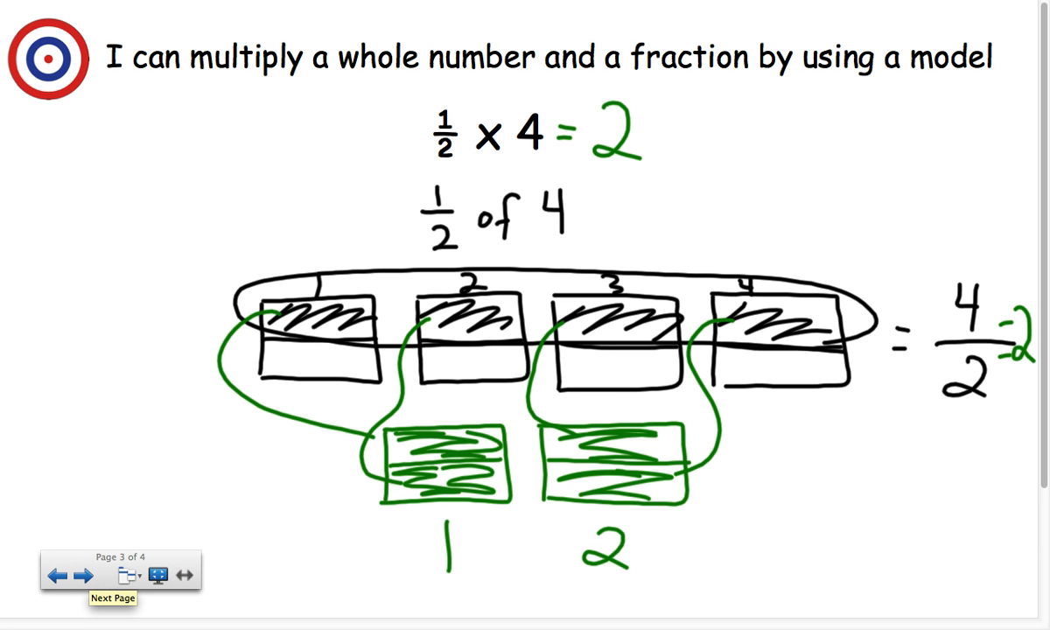All right, so in this lesson here, you learned that you can multiply a whole number and a fraction by using a model.